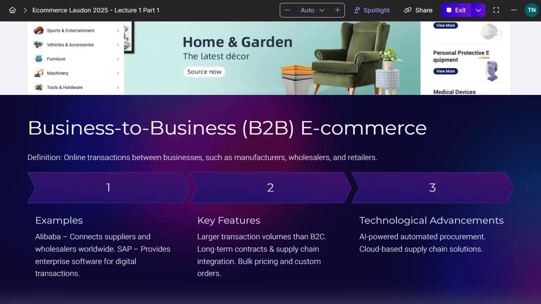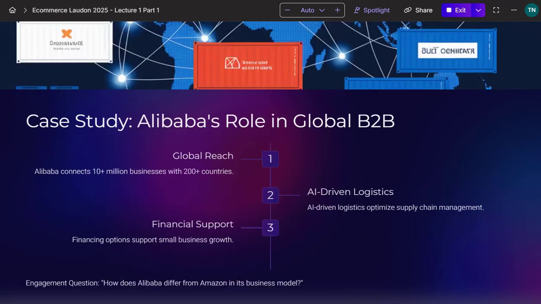The key features of B2B are that we have larger transaction volume than B2C, and also longer-term contracts and supply chain integration, and also bulk pricing and custom orders. Some technological advancements in B2B are AI-powered automated procurement and cloud-based supply chain solutions. We will look at one typical example of B2B: Alibaba's role in global B2B.